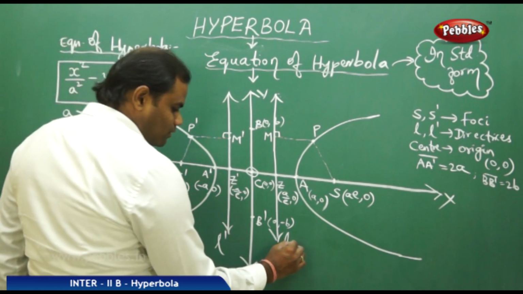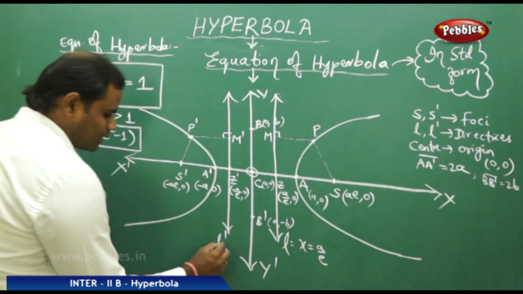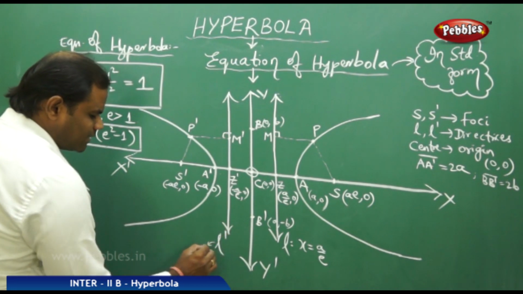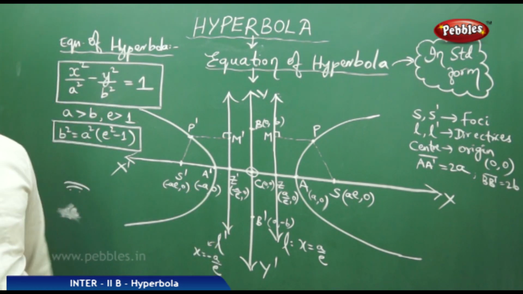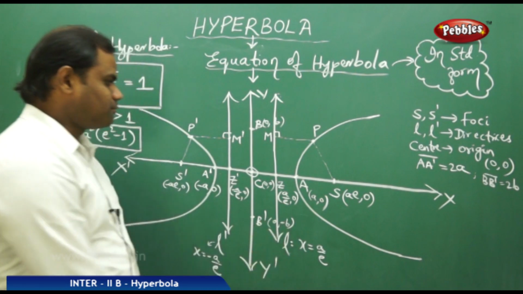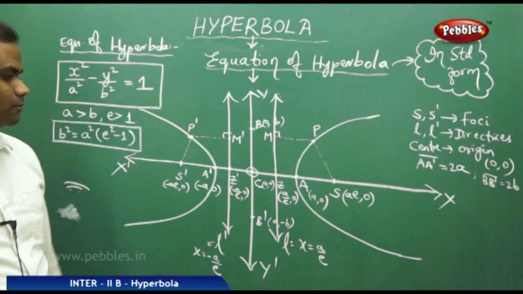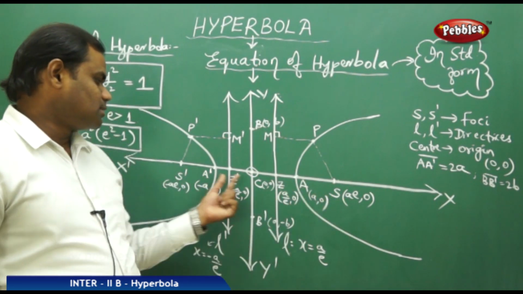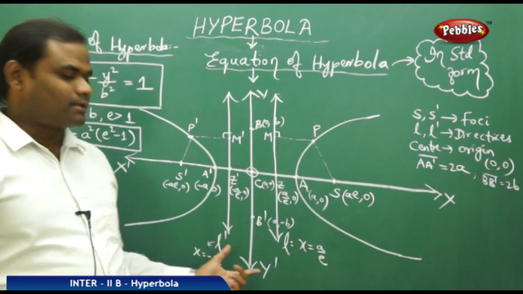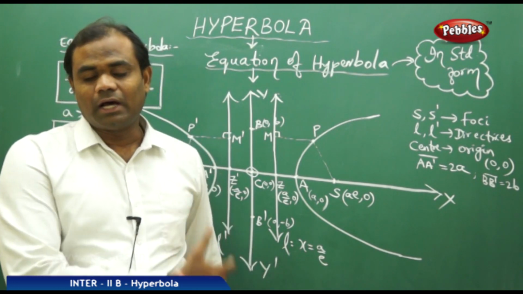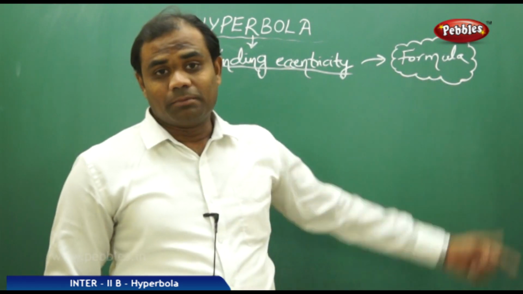And comes the equation of directrix L, which is given by x equals a by e, and the equation of directrix L dash is given by x equals minus a by e. Is how we identify each of the coordinates as described out here. The focus, the vertices, the center, the foot of perpendicular of the focus with the directrix, and equations of directrix are all out here. Now let's see how we can find eccentricity as the formula.